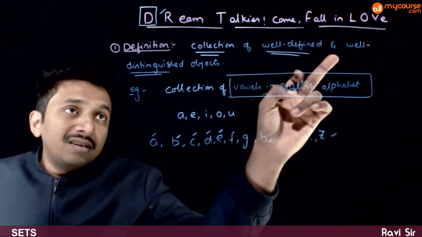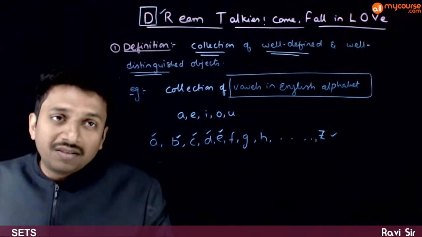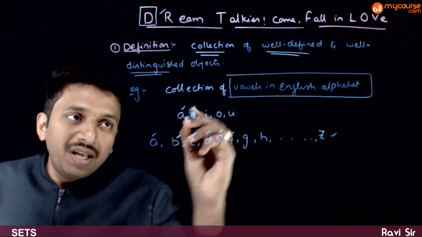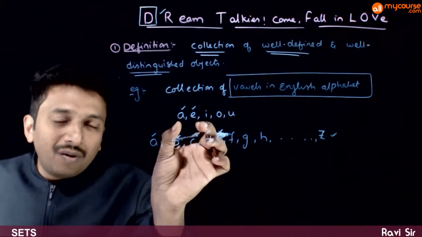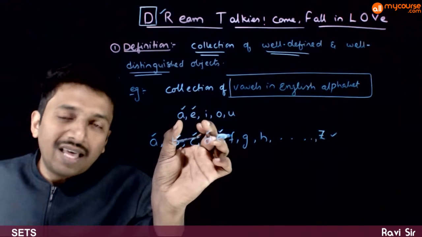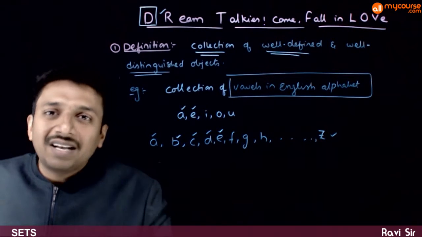And the collection has to be well distinguished also. Well distinguished means that each object should be distinguishable from the next object. So if you take any two objects in this set, they have to be distinguishable. They should not be exactly the same.